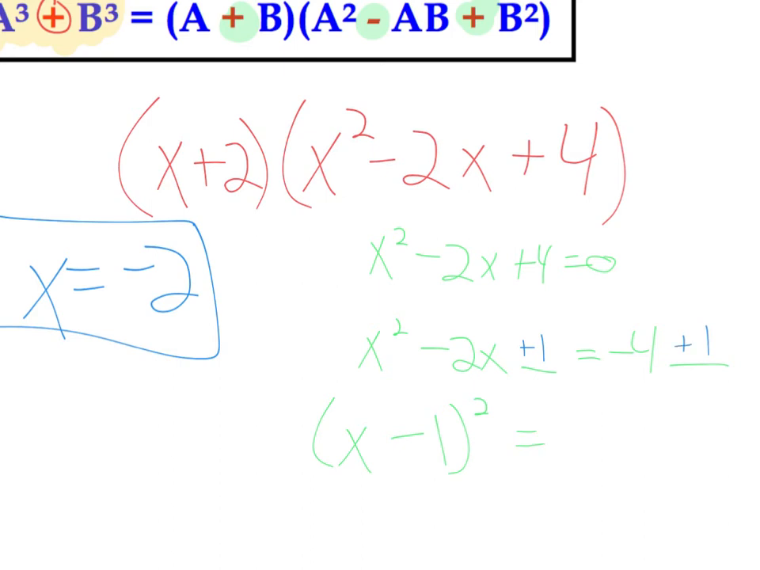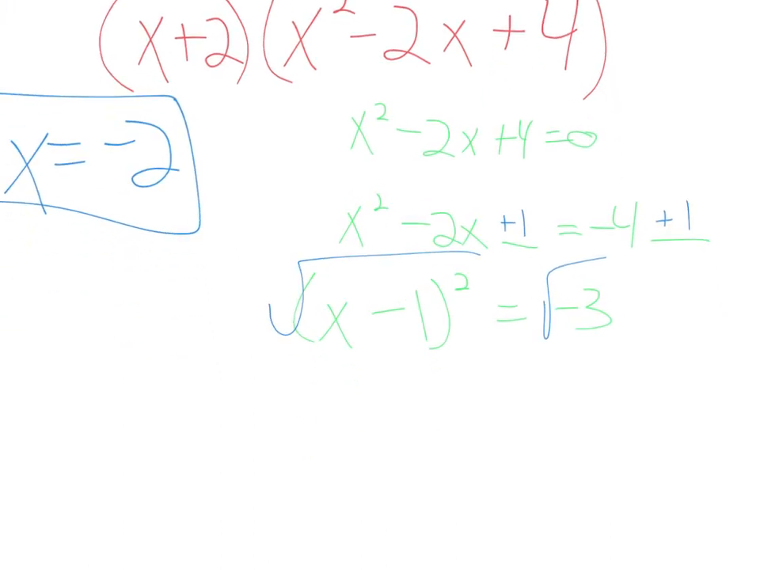So I've got x minus 1 quantity squared equals negative 3. From here, we'll square root each side. So I've got x minus 1 equals plus or minus i root 3. And we just got to move the 1 to the other side, so x equals 1 plus or minus i root 3.